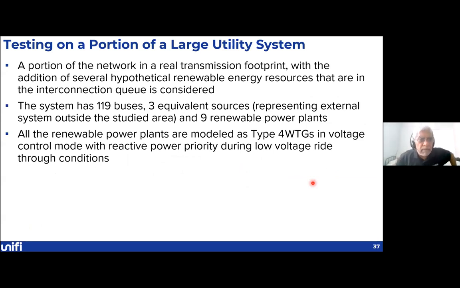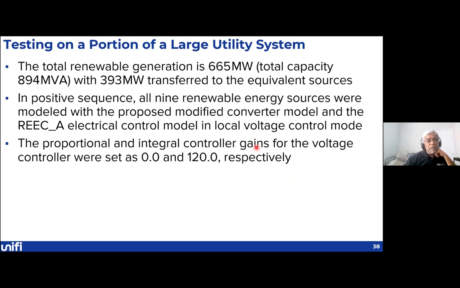Deepak and his colleagues have tested this on a portion of a network in a real transmission footprint, with the addition of several hypothetical renewable energy resources that are in the interconnection queue. The system has about 119 buses. There are 3 equivalent sources representing the external outside system and the studied area, and 9 renewable power plants. All of these are modeled as type 4 wind turbine generators in voltage control mode, with reactive power priority during low voltage ride-through conditions.